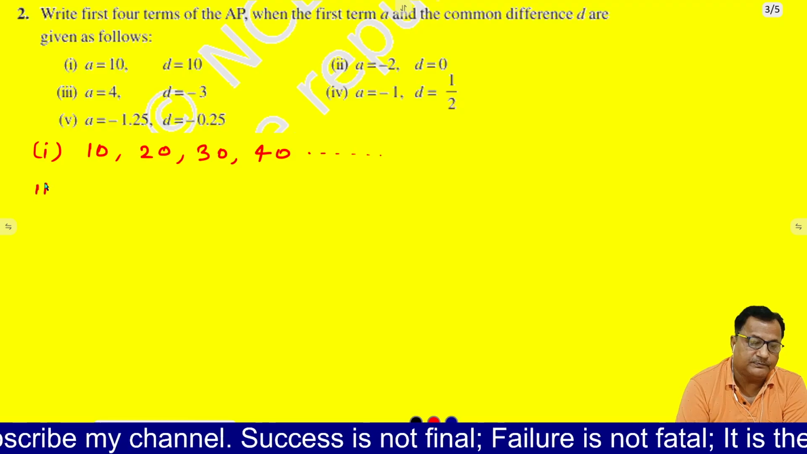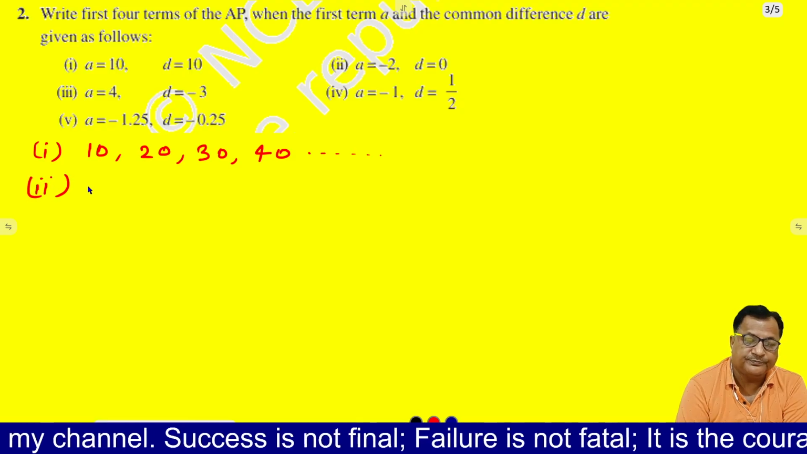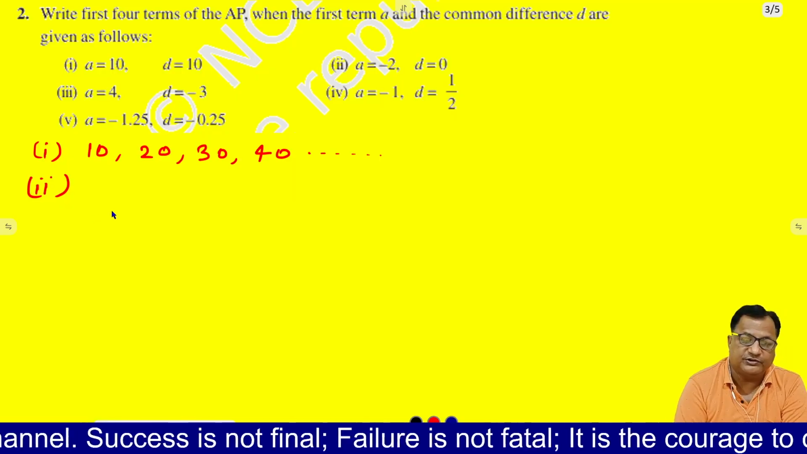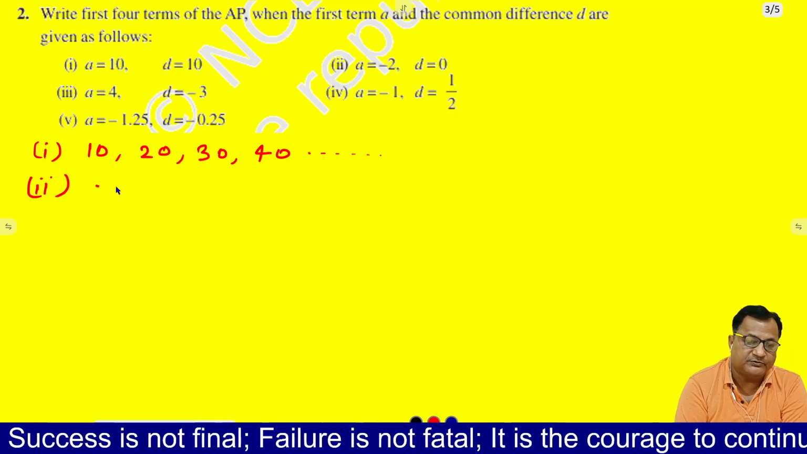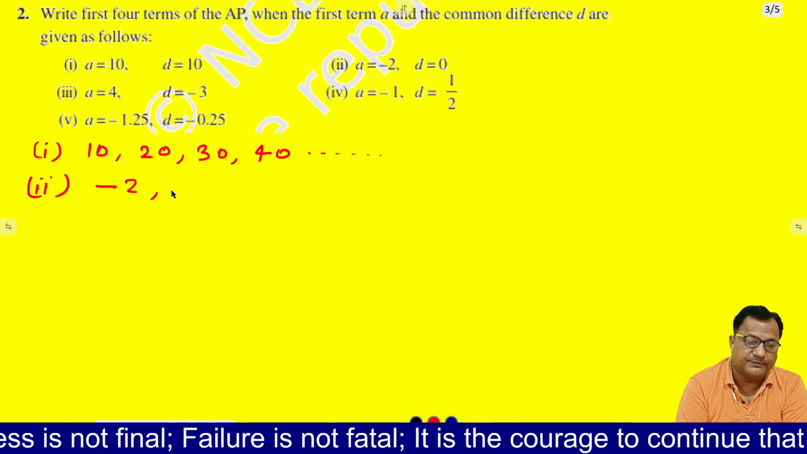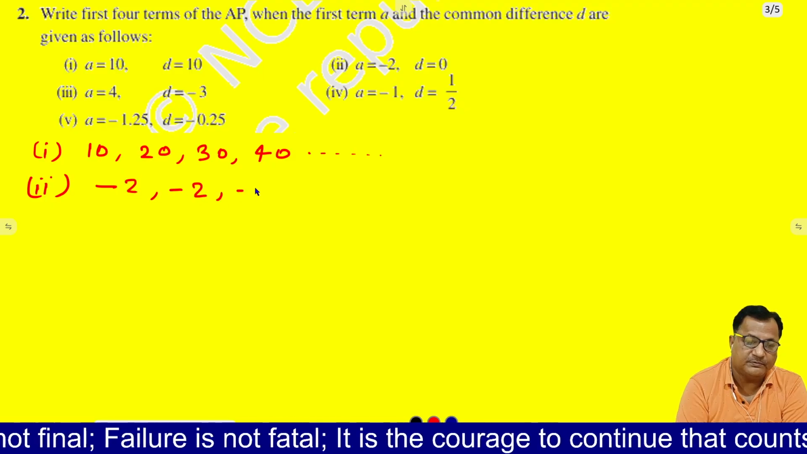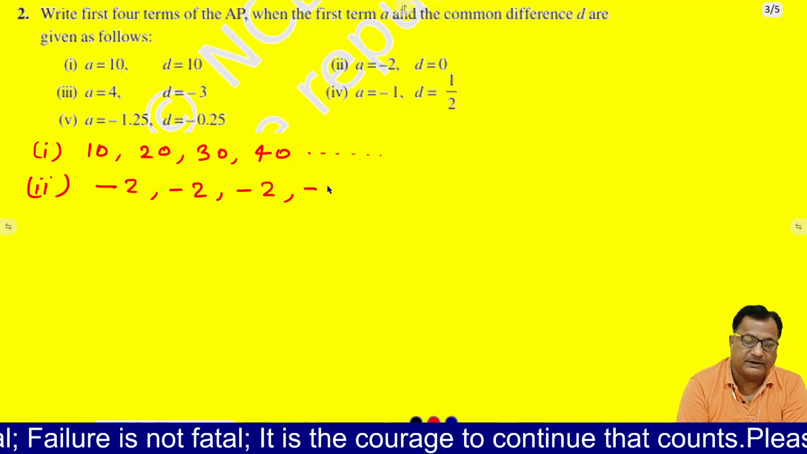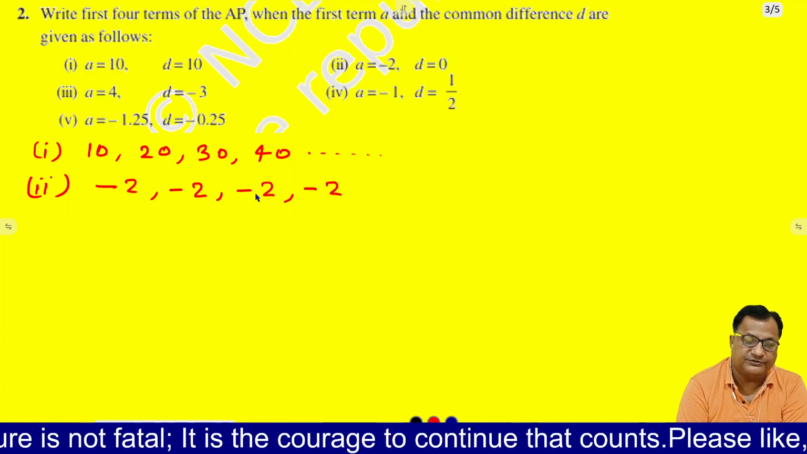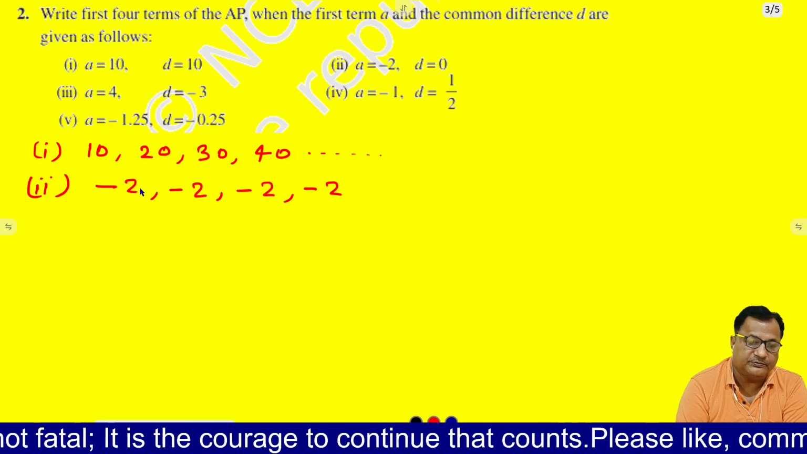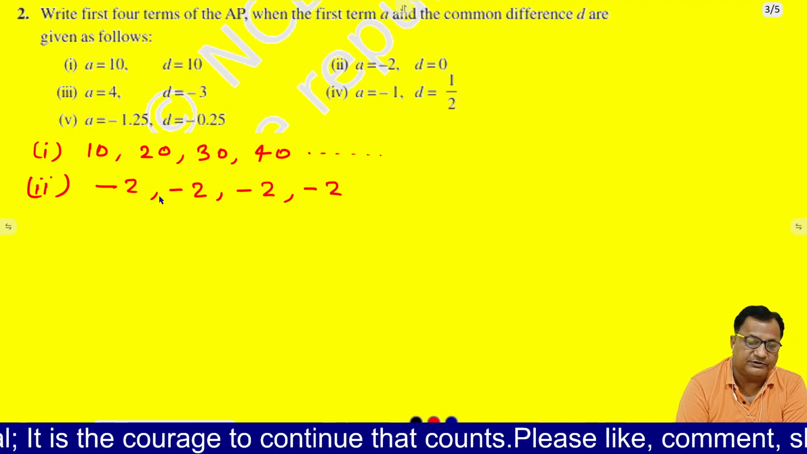Number 2, A is equal to minus 2, D is equal to 0. So this will be minus 2, minus 2, minus 2, minus 2, because the common difference is 0. So if we add 0, then the result will be the same.